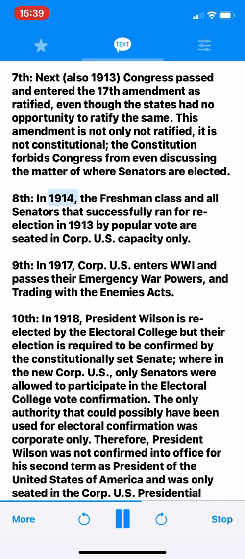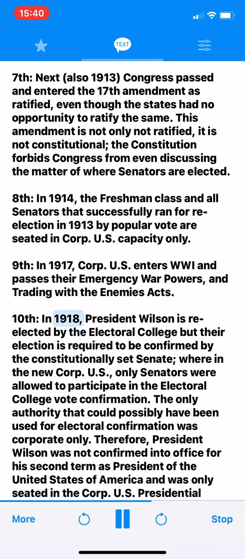8th. In 1914, the freshman class and all senators that successfully ran for re-election in 1913 by popular vote are seated in Corp. U.S. capacity only. 9th. In 1917, Corp. U.S. enters World War I and passes their emergency war powers, and trading with the enemies acts.